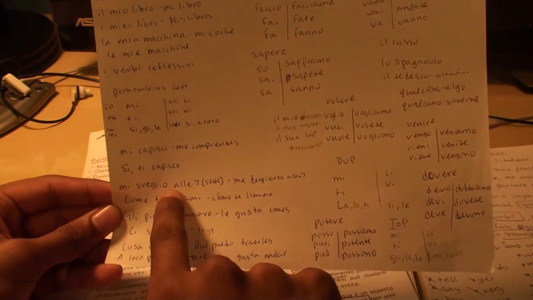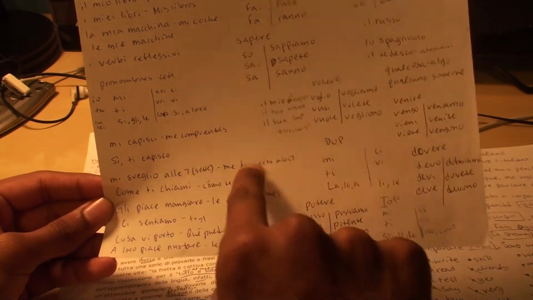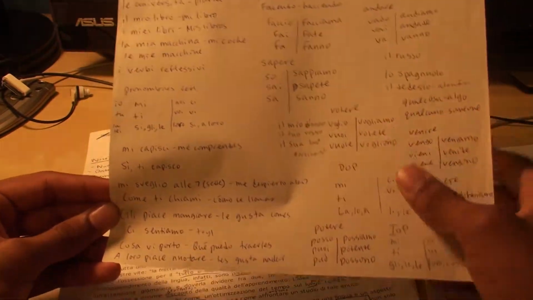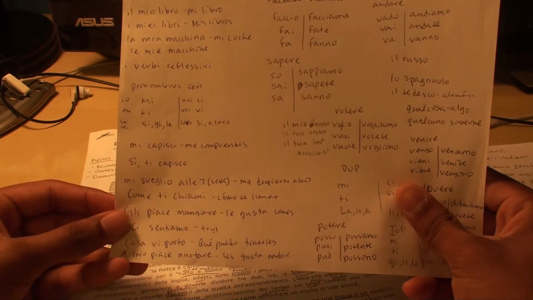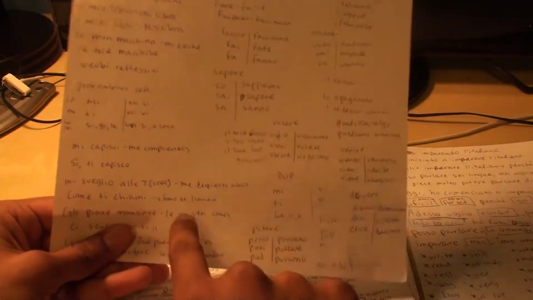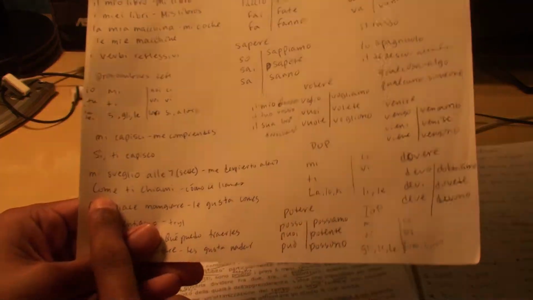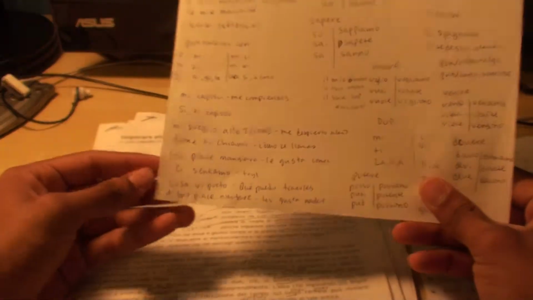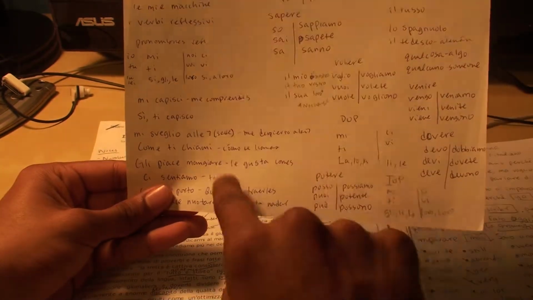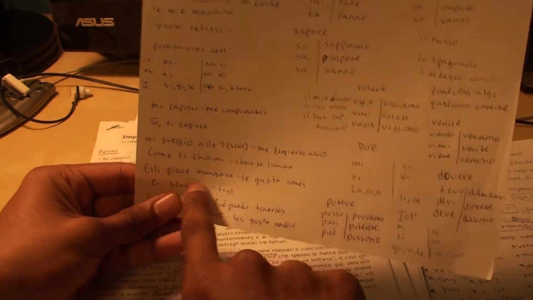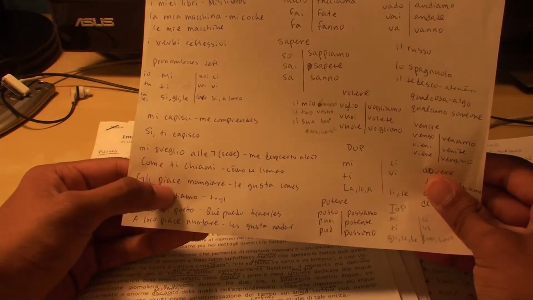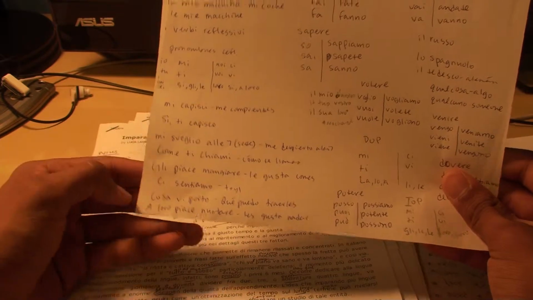Reflexive. Mi sveglio alle 7. Me despierto a las 7. It's identical to Spanish, so this was all almost trivial to me. Come ti chiami? ¿Cómo te llamas? So it's the same exact structure in Spanish. Gli piace mangiare. Le gusta comer. It's the same exact thing with this indirect object pronoun. The verb piacere, which means to please.